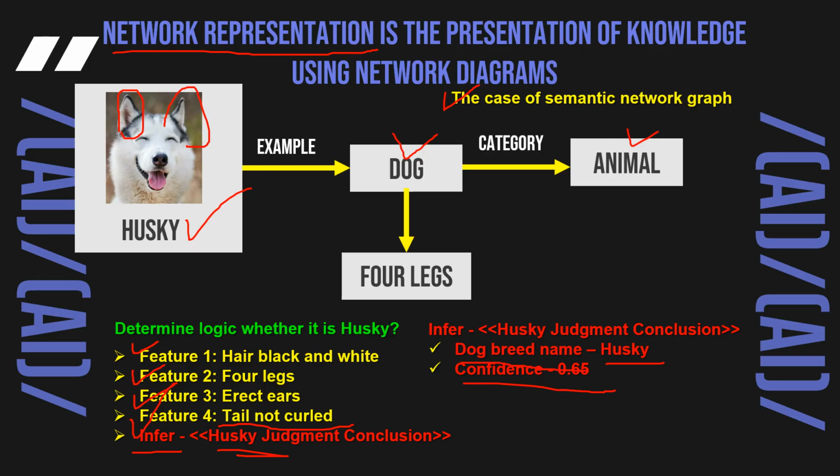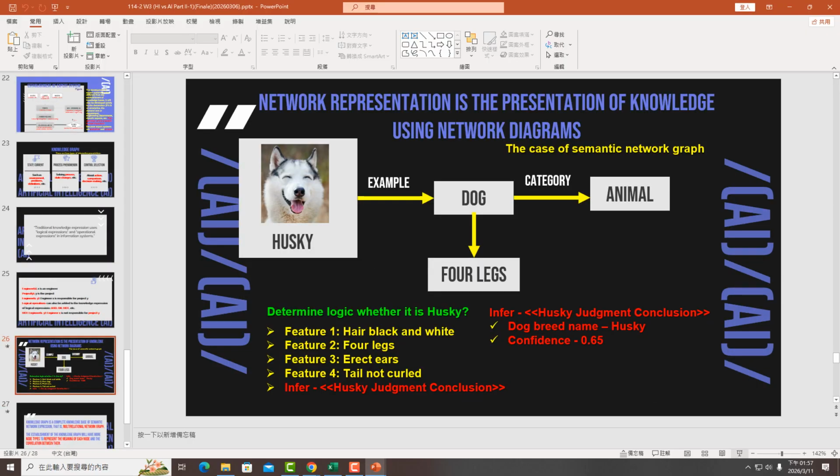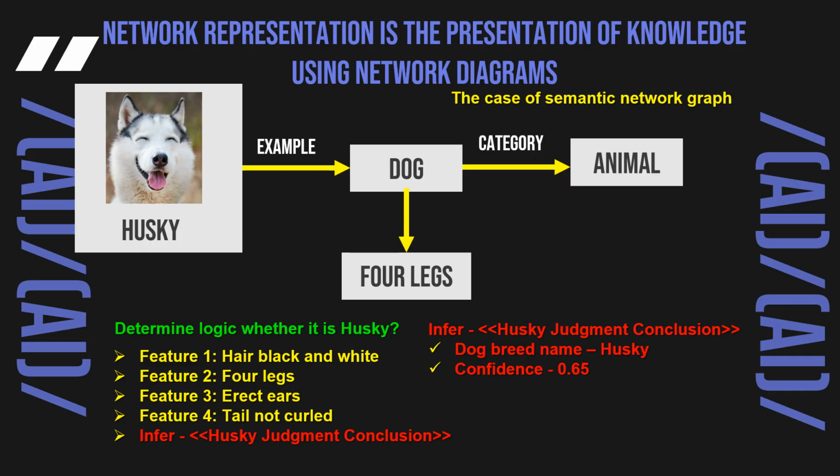So you can see the dog breed name called a husky. Normally they have a probability called a confidence. So they have a confidence like 0.65 based on the 4 features right here. And the confidence is a probability.